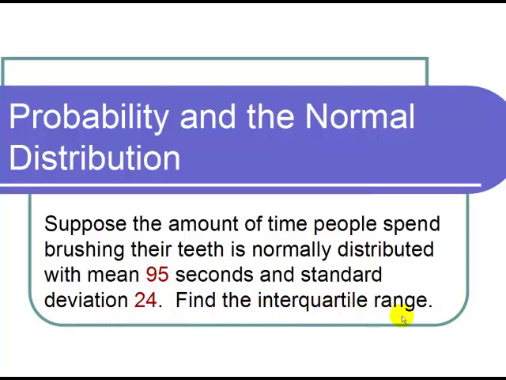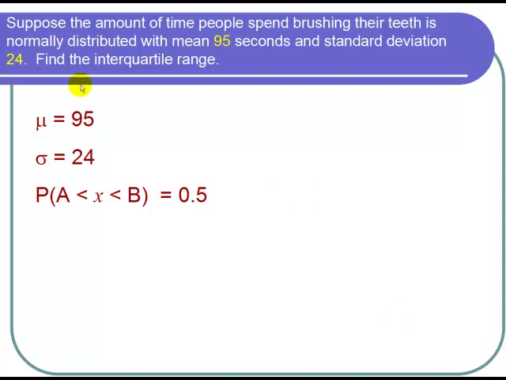So I'm going to start out by stating my cast of characters. I'm given the mean is 95, so mu equals 95. The standard deviation is 24, so sigma equals 24. I want the interquartile range.